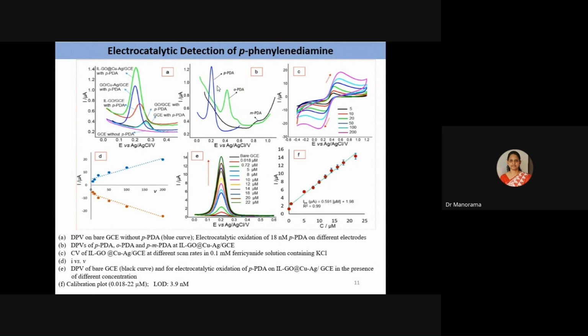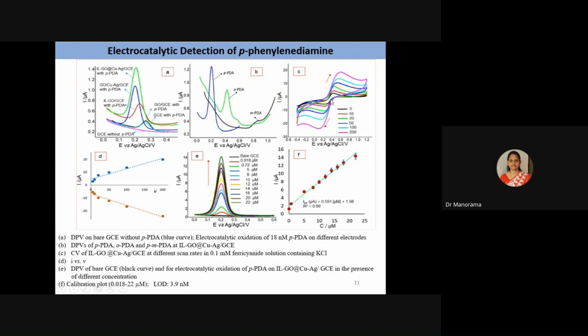So we took this modified electrode for further studies, and also checked whether the other isomers of paraphenylene diamine could interfere or not. We found that there is no interference from the other isomers, because all the isomers give different peaks at different potentials. So only paraphenylene diamine gives its peak here, which means there is no selectivity issue with the electrode.